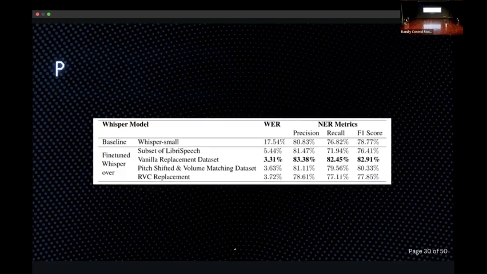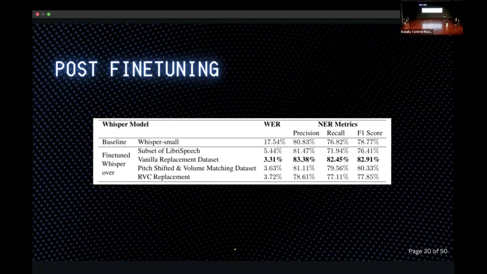The second test was after fine-tuning Whisper on the 3 augmented datasets, and it showed a significant improvement for all of the methods. However, vanilla replacement was actually the best. It showed a significant improvement in the WER, as it decreased dramatically from 17.54 to 3.31. It also showed improvements in the NER. For instance, the recall increased by almost 5.6%.